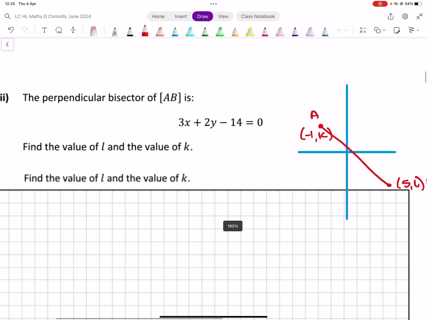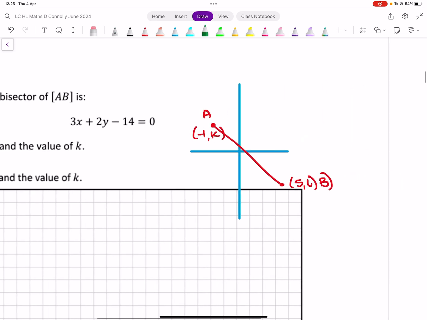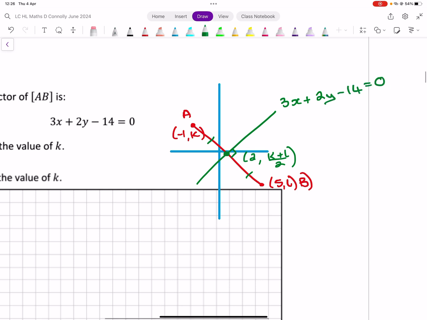Right. So the perpendicular bisector of AB, which means it goes through it this way. It's perpendicular. It's a bisector, which means it's going to go through the midpoint. And we know what the midpoint is. The midpoint is 2, K plus L over 2. And this line is 3x plus 2y minus 14 equals 0.